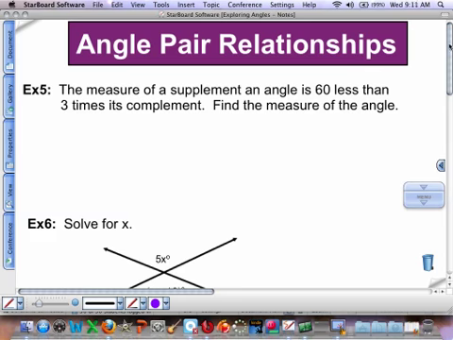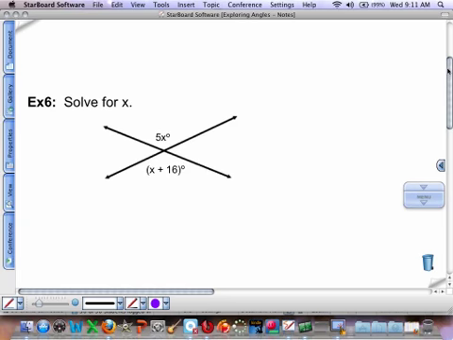Let's look at number 6. Hardest part of your homework tonight, identifying what you have sitting in front of you. You can do that, everything else falls into place. What type of angles do I have here on number 6? What shape do we have? An X. And Adrian, you have an X, what do you have? And what do we know about vertical angles? They are congruent. What does congruent mean? They're the same, they're equal.